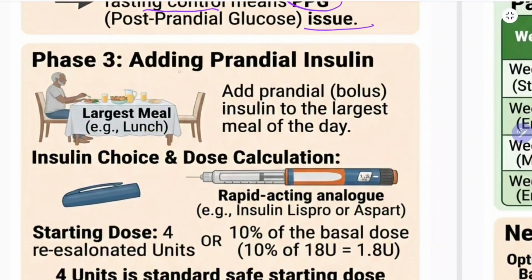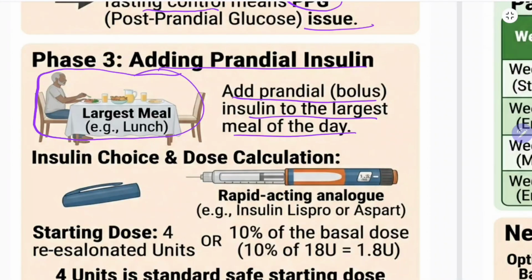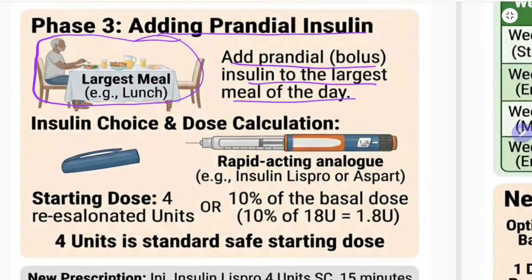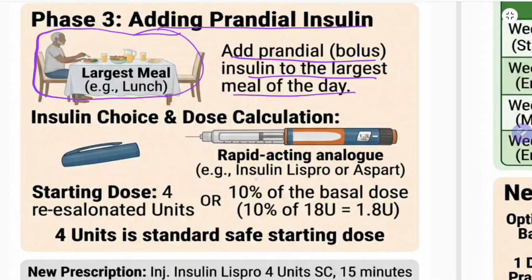Okay. Now phase 3 is to add prandial insulin. So add prandial bolus insulin to the largest meal of the day. Here our patient takes his largest meal at lunch. So we will start the prandial insulin at lunch now. Which insulin are we using? A rapid acting analog, so insulin Lispro or Aspart.